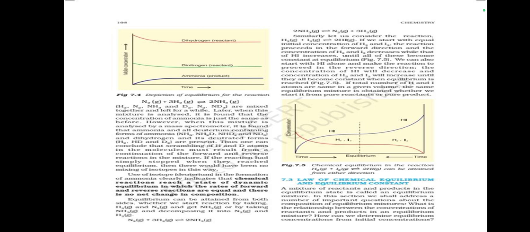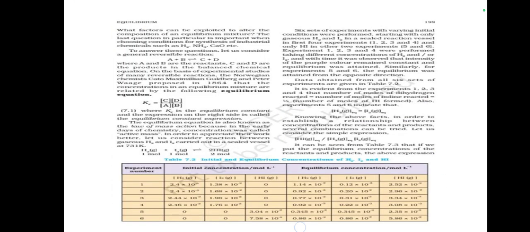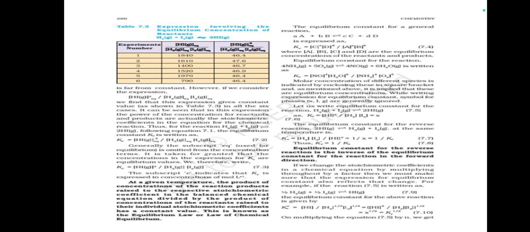from either direction. Law of chemical equilibrium and equilibrium constant. Equilibrium equation: Kc is equal to [C][D] upon [A][B]. Table 7.2, the initial and equilibrium concentrations of H2, I2 and HI. Table 7.3, expression involving the equilibrium concentrations of reactants H2, I2, which give 2 HI.